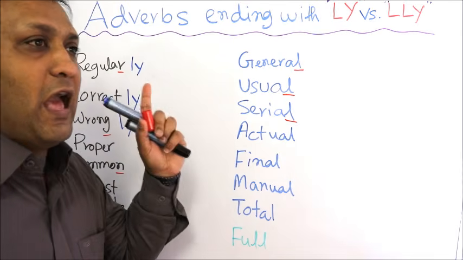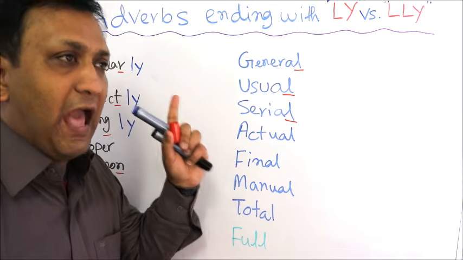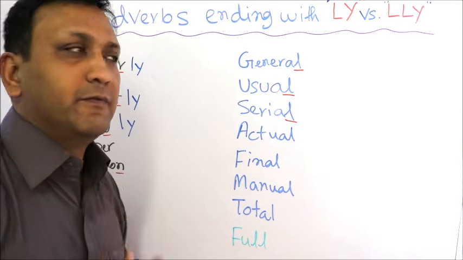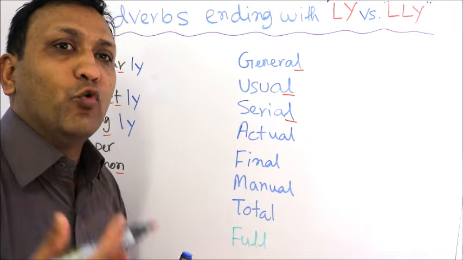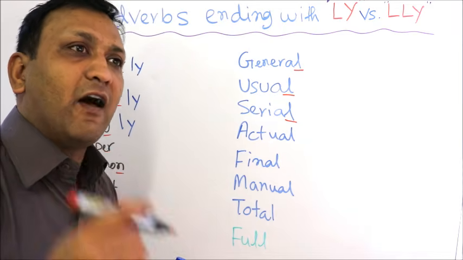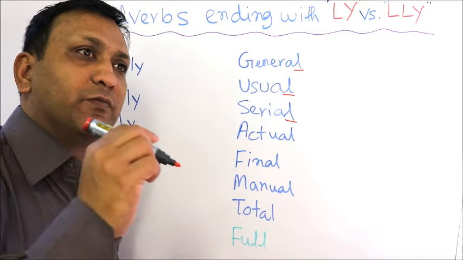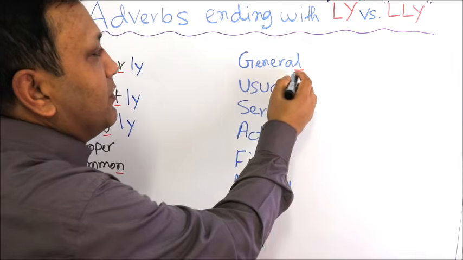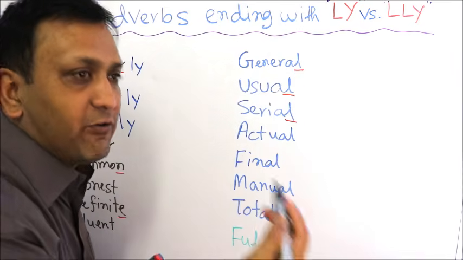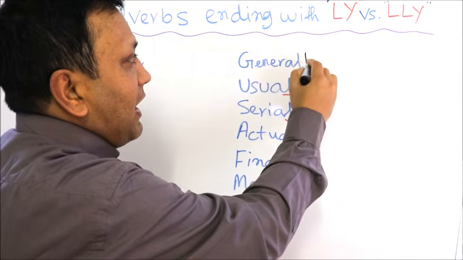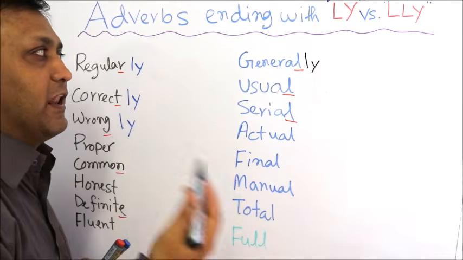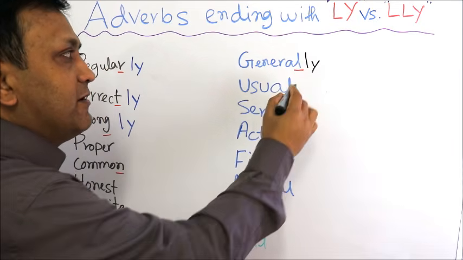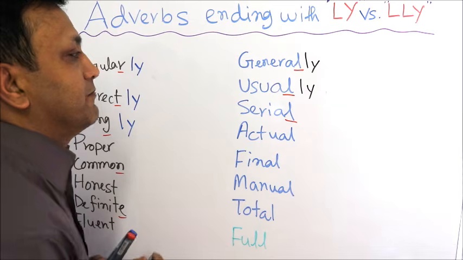So when a word ends with L, when we make that word an adverb, what do we have to do? We have to add another L to the end of that word. Meaning that is general, we make it generally. So what do we say? Ly. That means we are adding another L here. Usual, we say usually.